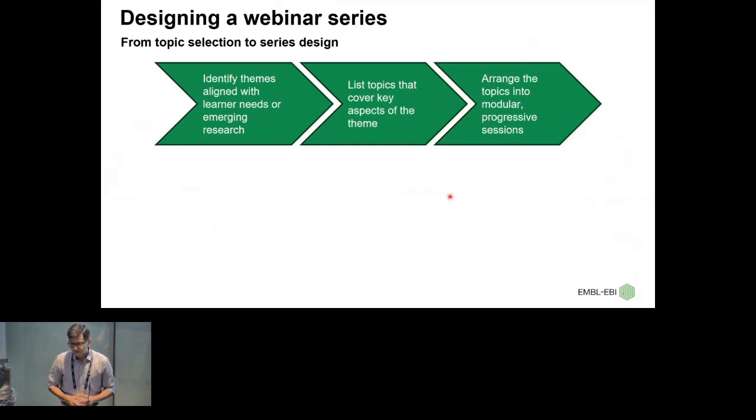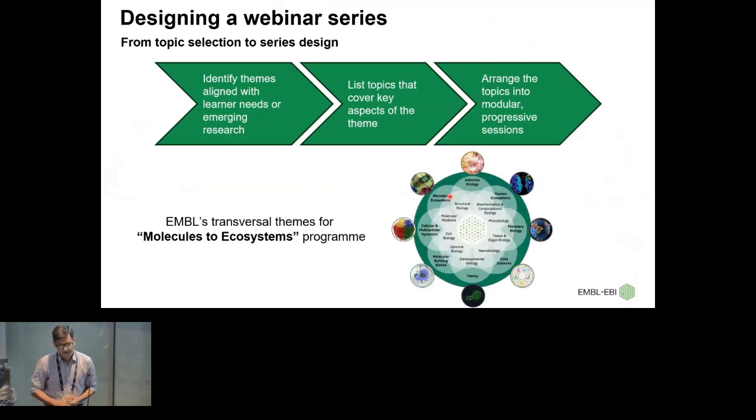So the question is, how do we come up with topics? What's our strategy? So actually, I would say we are lucky or privileged that EMBL has these transversal themes. So EMBL, every 5 years, they have a scientific vision. So what kind of program they would focus on for 5 years. So the current focus for EMBL is this, they call it transversal themes for molecules to ecosystems.